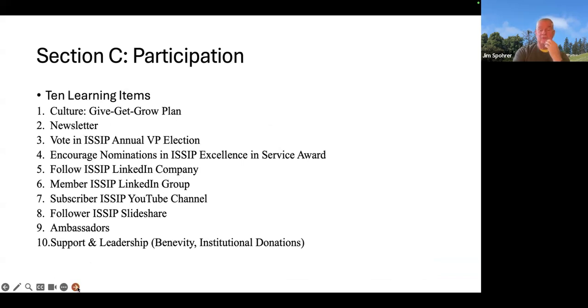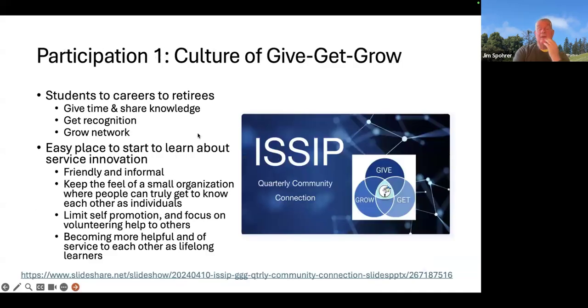And again, I won't go through each of these because I'll go through them one by one. But our culture is a give, get, grow culture, from students to professionals in their career to retirees. And again, you can give time and share knowledge, you get recognition, and you grow your network. That's the inner loop of ISSIP.